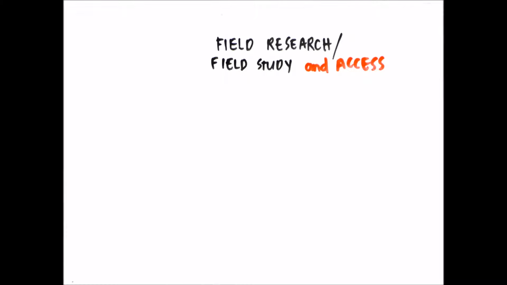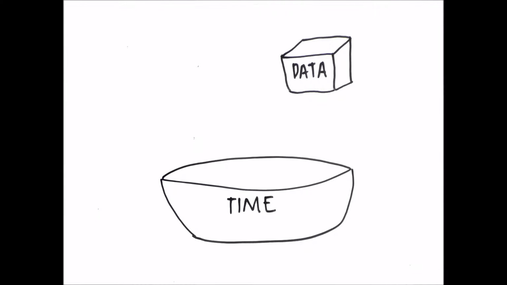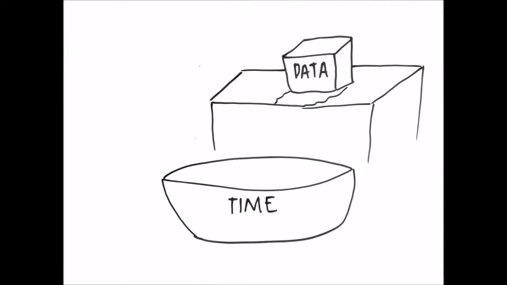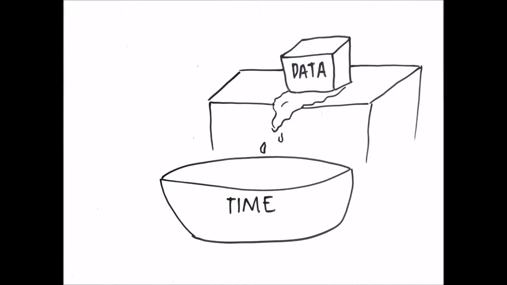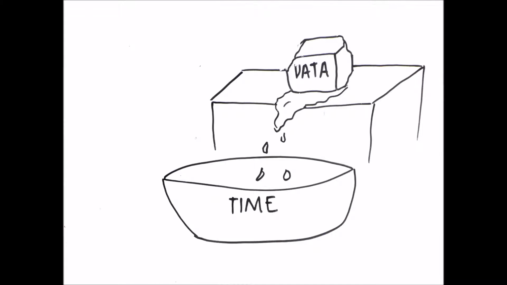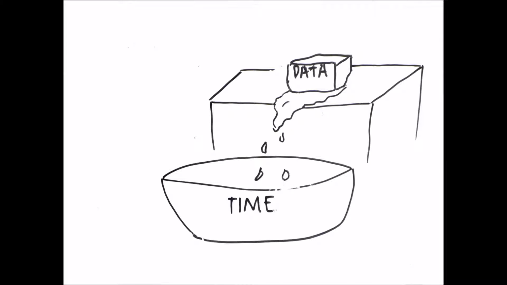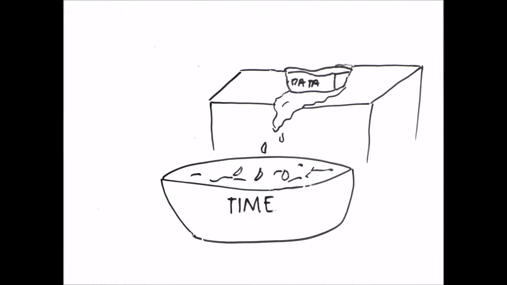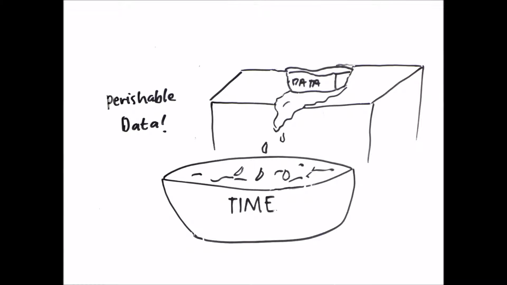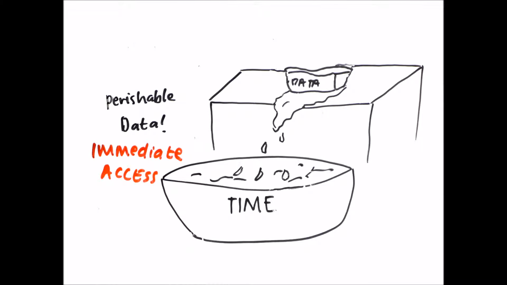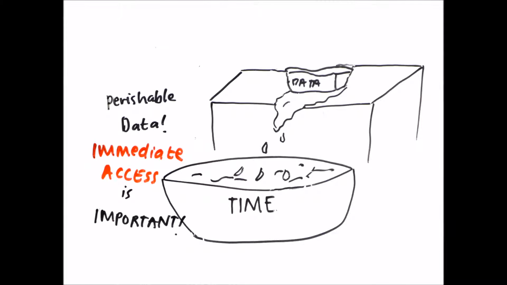Now let's look at issues of access. As mentioned earlier, one of the reasons time is an important factor to be addressed in carrying out field studies is because time affords access to the data. Researchers favor immediate access to data because they can become difficult, if not impossible, to access at a much later time. Researchers refer to this as ephemeral or perishable data.